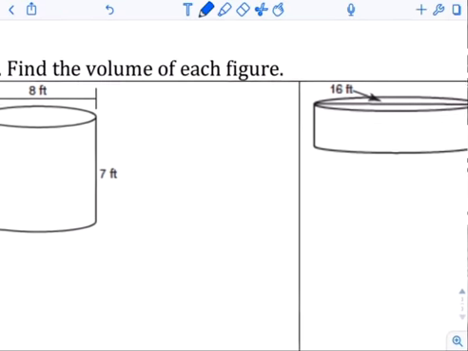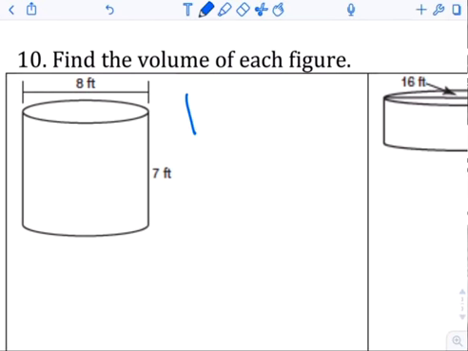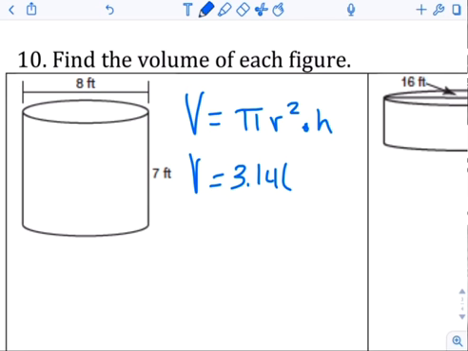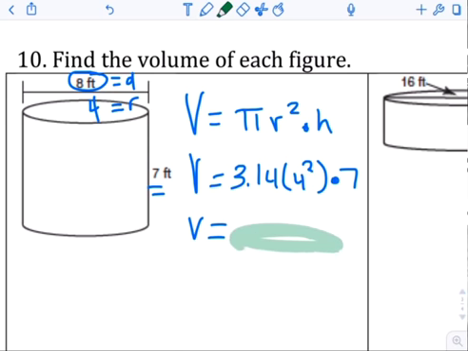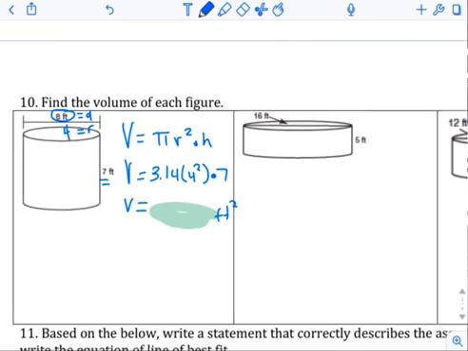Find the volume of each figure. V equals pi r squared times height. That's the formula. V equals 3.14 times radius. Diameter is 8. Radius is 4. Times the height, which is 7. Put that in your calculator and give me your answer. Make sure it's feet, whatever it is, feet squared.